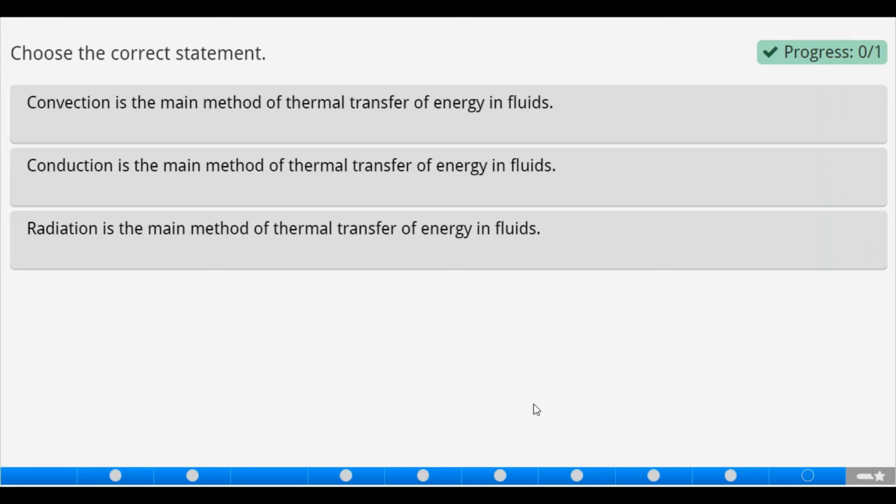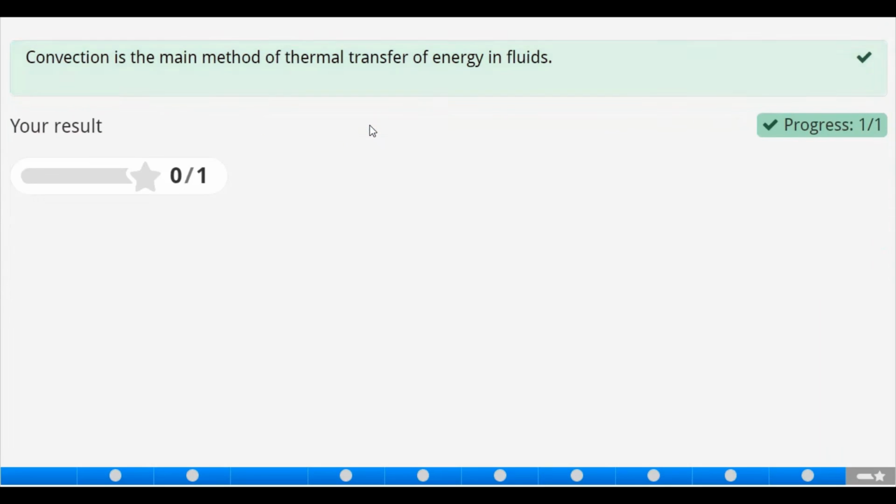Let's look at the other two statements also. Conduction is the main method of thermal transfer of energy in fluids. That is wrong. Radiation is the main method of thermal transfer of energy in fluids. The statement is wrong. Radiation can only pass through a vacuum. So the first statement is right. Let's check. That is true.